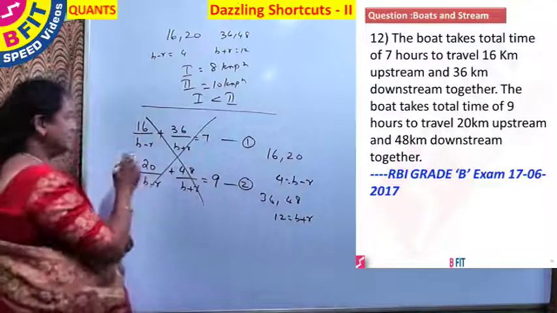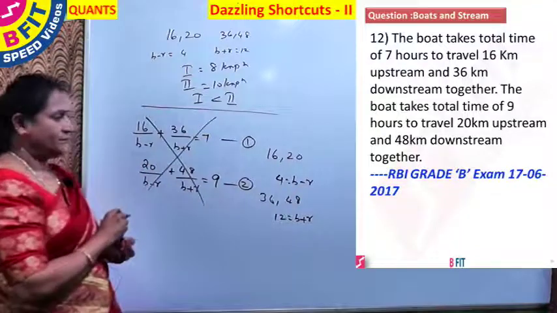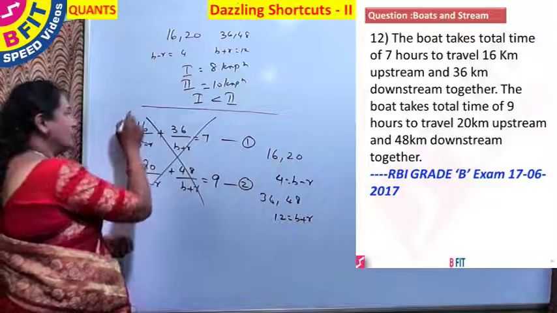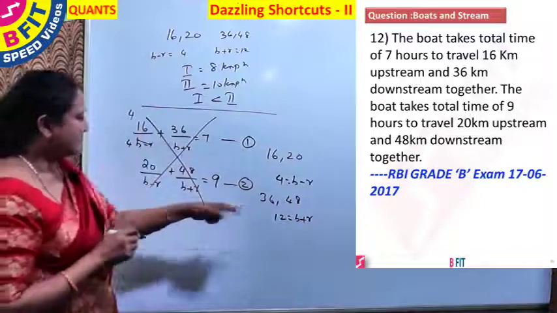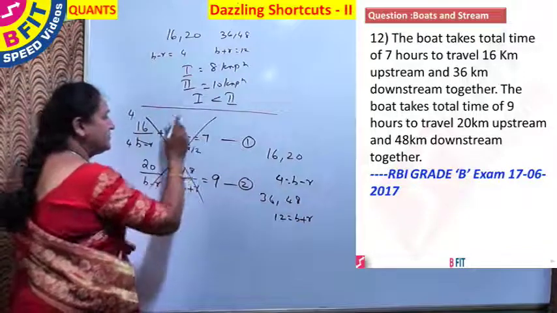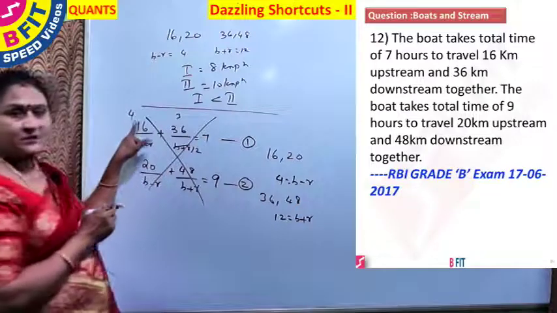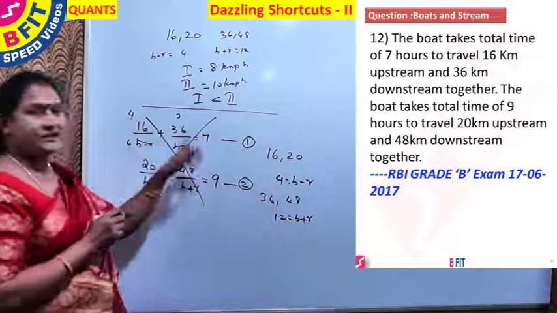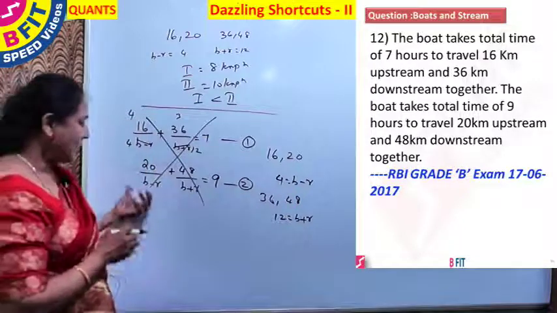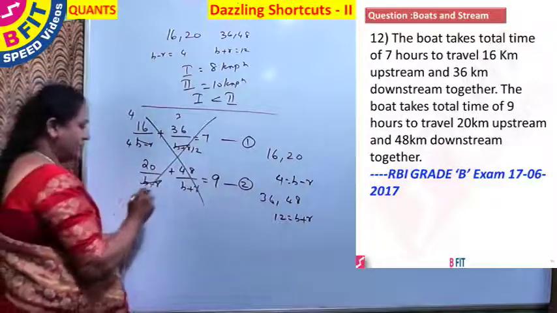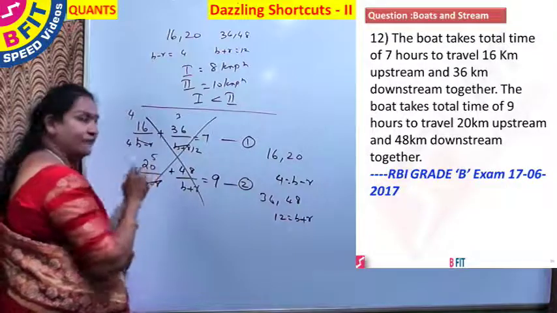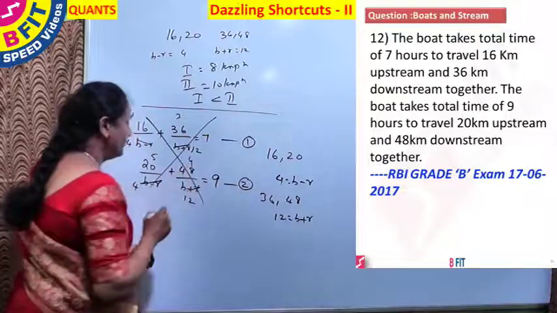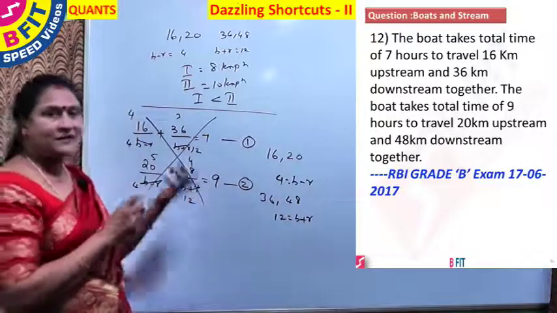So if b minus r is 4, 16 divided by 4 is 4. 36 divided by 12 is 3. So time taken upstream is 4 hours. Time taken downstream is 3 hours. 4 plus 3, 7. It is tallied. And now checking here, if b minus r is 4, 20 by 4 is 5. 48 by 12, it is 4. So 5 plus 4, 9, it is tallied.